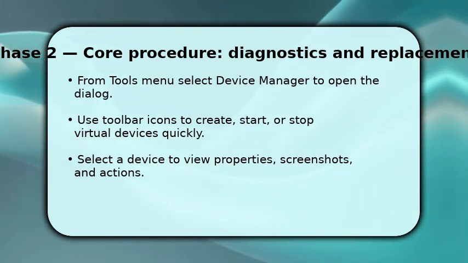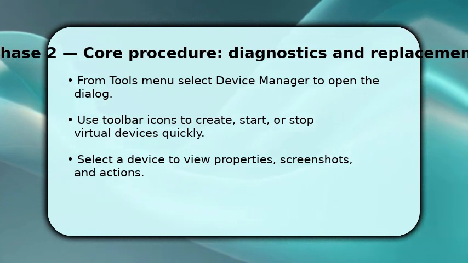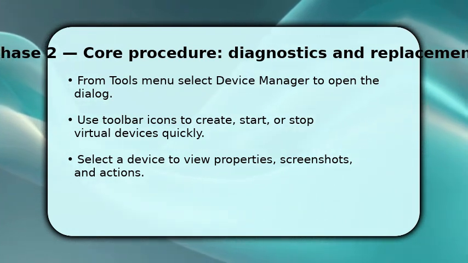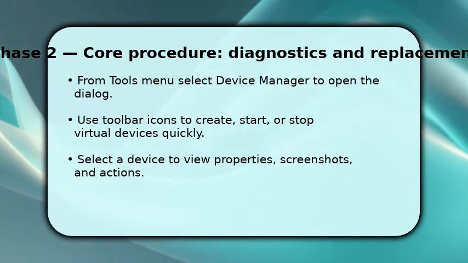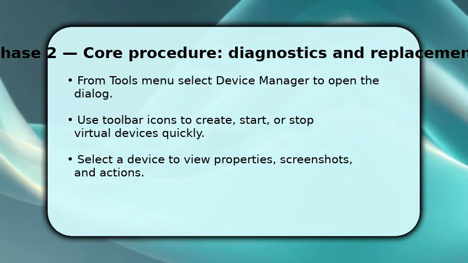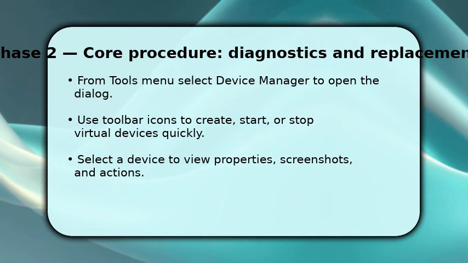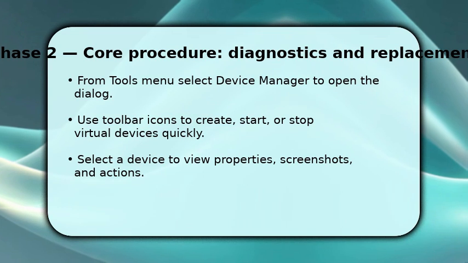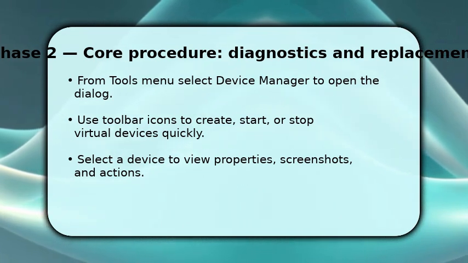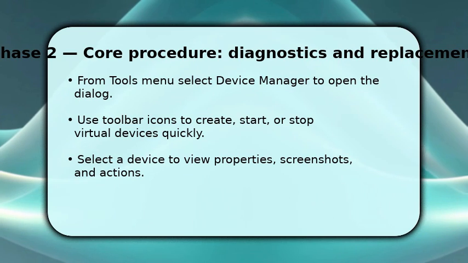Once it appears, scan the list. Running devices show a green dot, stopped ones do not. Use the Create Virtual Device button to add AVDs, configure CPU ABI, RAM, and skin to match testing needs. When you select a device, controls for cold boot, quick boot, wipe data, and more appear. Use them deliberately to manage state and performance.